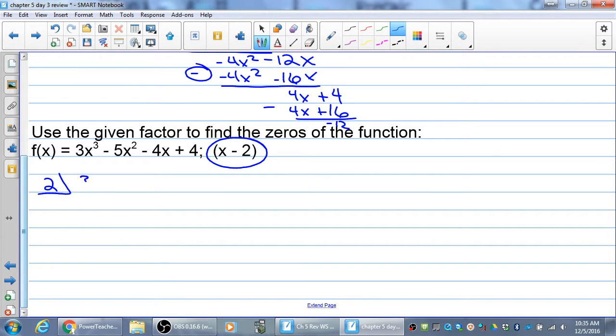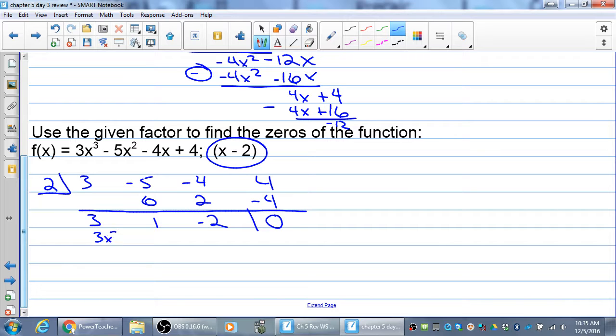All right, let's finish it out then. 3, 6, 1, 2, -2, -4. Now we were told that's a factor, so the remainder better be 0. And it is. 3x squared plus x minus 2. Does this factor? I think it does.